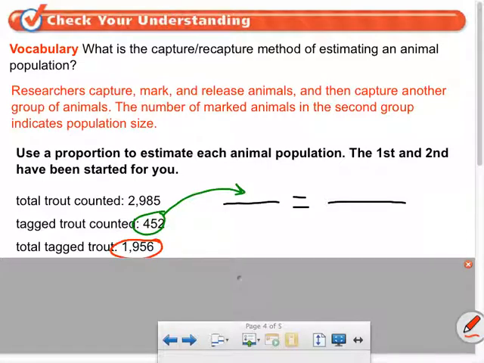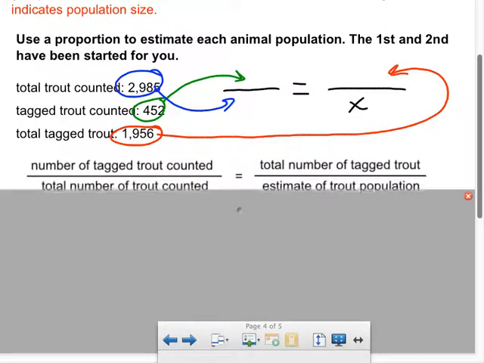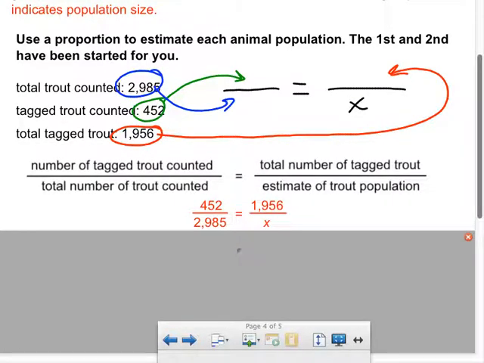Look what it says. Read it very carefully. That's how many we tagged, so that goes over here. And then what about the last number? Underneath, because we're talking about how many we counted, right? Not how many we tagged. And then on this side of the equation, what's in the bottom? The variable. It could be x, it could be t for trout. So here's the setup. Okay, now using your calculators, go ahead and solve this proportion. Estimate to the nearest whole fish.